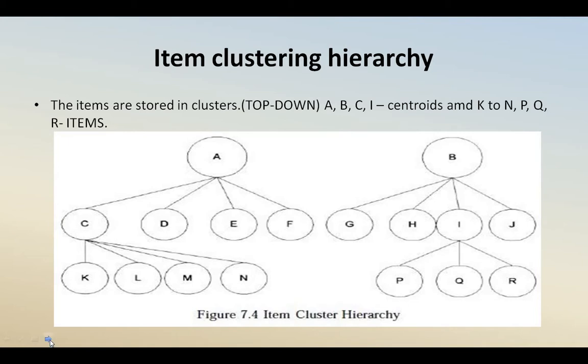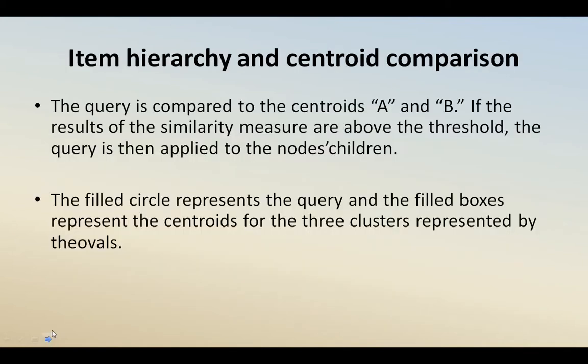Next, what is the query, and how can it be used in the item hierarchy? Now we are going to see how the search query retrieves the items from the hierarchy. The query is compared to the centroids first, A and B. If the results of the similarity measures are above the threshold, the query is then applied to the nodes of the children.